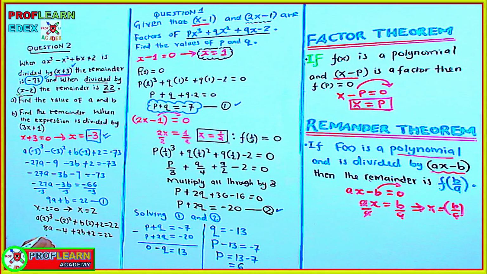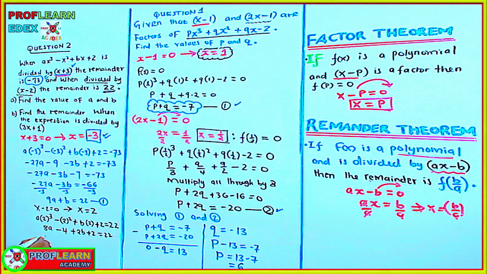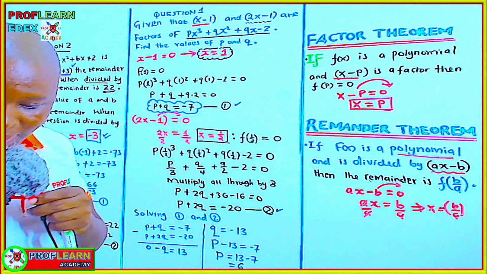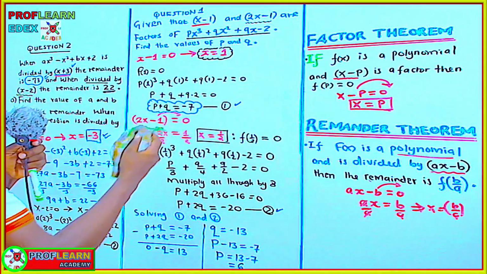This is going to become 8a plus 2b, and this is going to be equal to 24 at this point. So we can label this as our equation number 2. Now we have the first equation and we have the second equation. So we need to solve this equation and this simultaneously.